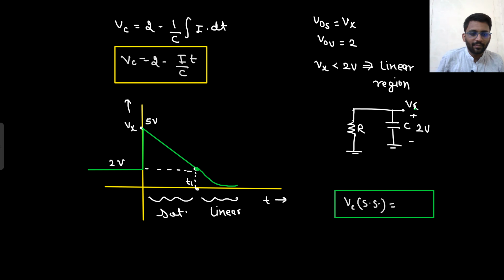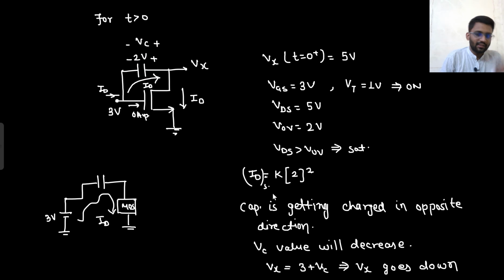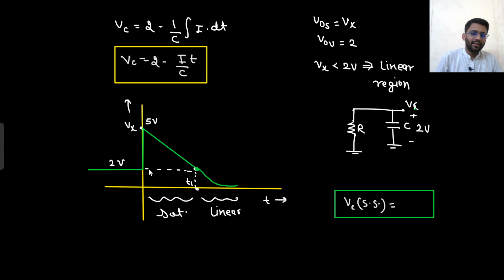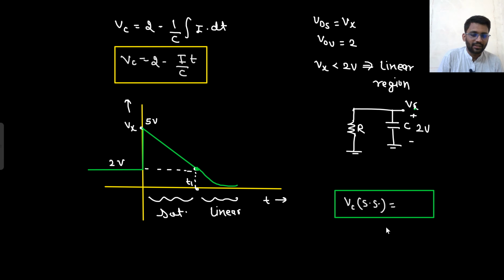So I hope you have understood this problem. In this problem, we saw initially there is 2 volt. Then 5 volt is coming. There will be a current from the saturation region. That current will be charging the capacitor in the opposite direction. That means Vx will be going down. Till 2 volt it will go down in the saturation region. After 2 volt, it will go down through the linear region. So it is going like that. Till 0 volt it will discharge, and if Vx is 0 volt, what will be the Vc value at steady state? That is very simple. You can tell that. That I am expecting in the comment section.